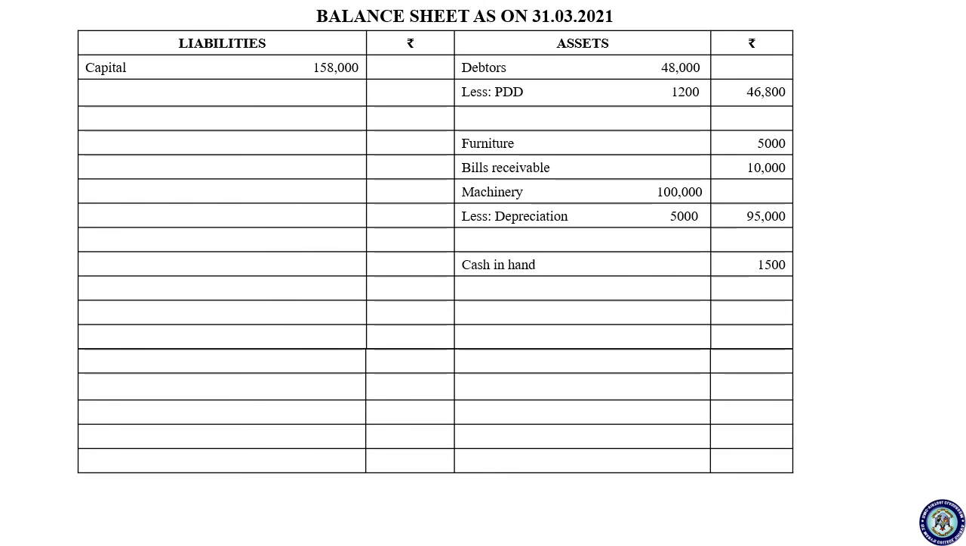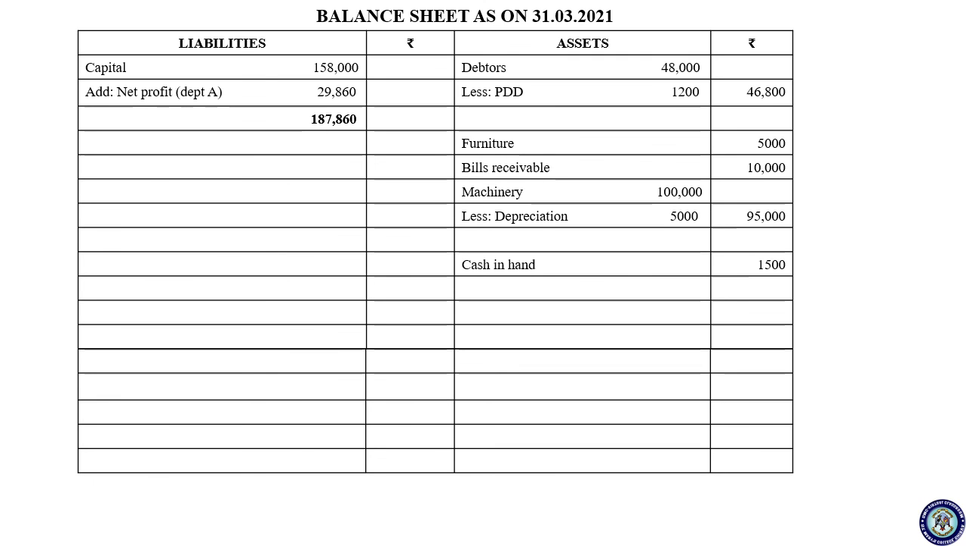So department A earned profit, whereas department B incurred loss. So first we have to make the adjustment. So write add net profit, that is department A. So department A incurred the net profit of 29,860, that you have to add. If you add, you will get 1,87,860. That's the capital after adding net profit.